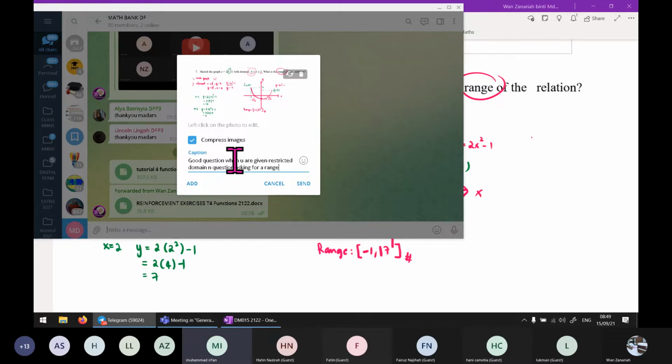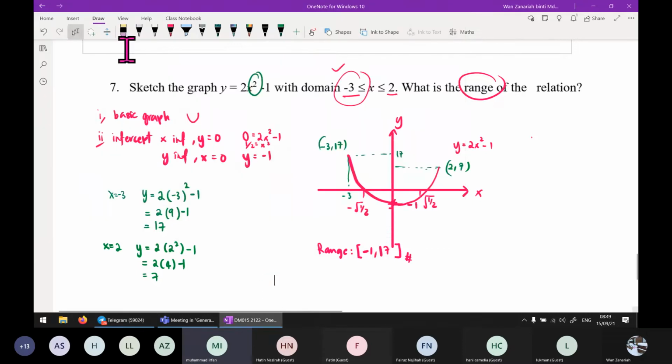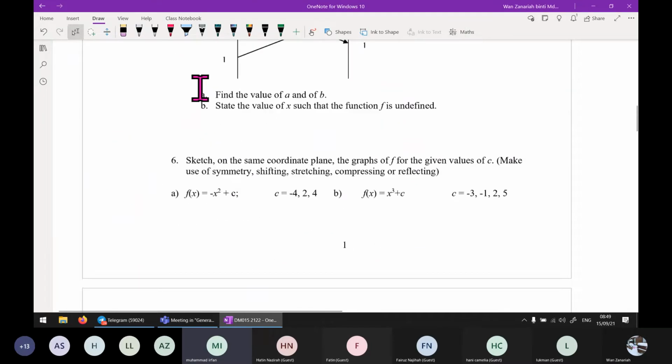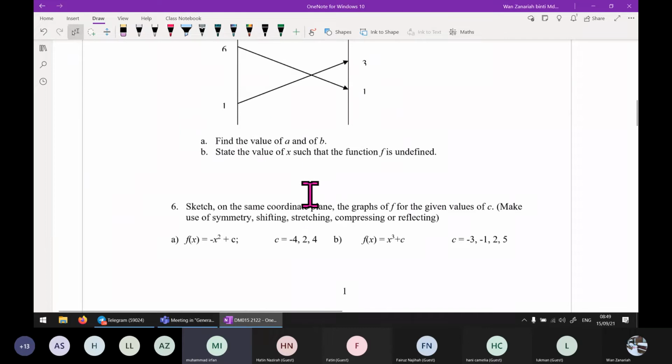Madam, yang nombor 6 tu kan dia bagi satu-satu dia punya C. Maksudnya kita kena buat satu-satulah graf dia, madam. You have to plot all these values. Oh yes, C. Betul. So new intercept on the same coordinate. Maksudnya dia nak you show clearly in one graph that the intercept is changing.